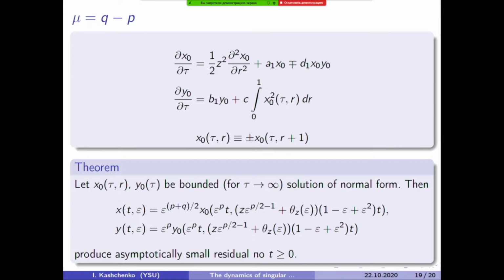It's two equations. One of them is, as you can see, a partial differential equation of parabolic type with nonlinearity, and the second one is an equation with this integral part from the first equation. And a theorem similar to all previous theorems takes place here.